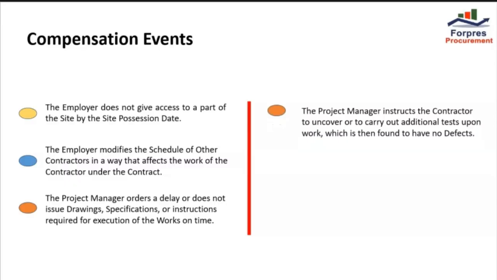Number four is when the project manager instructs the contractor to uncover or to carry out additional tests upon work, which is then found to have no defects. Number five is when the project manager unreasonably does not approve a subcontract to be let.